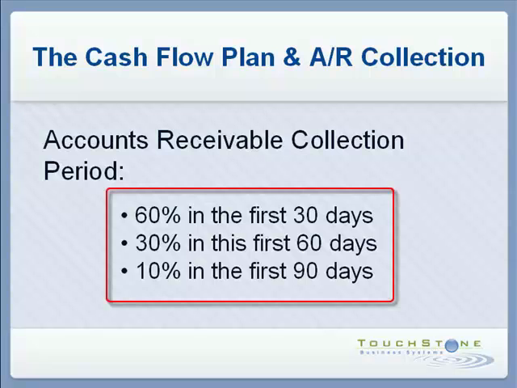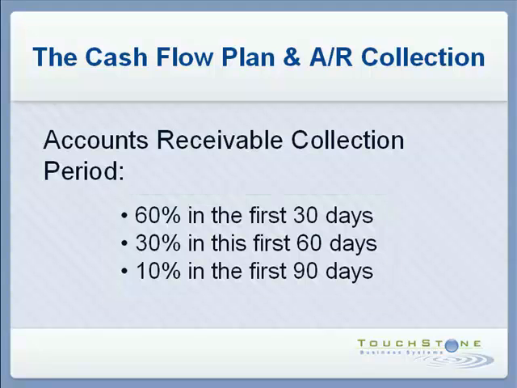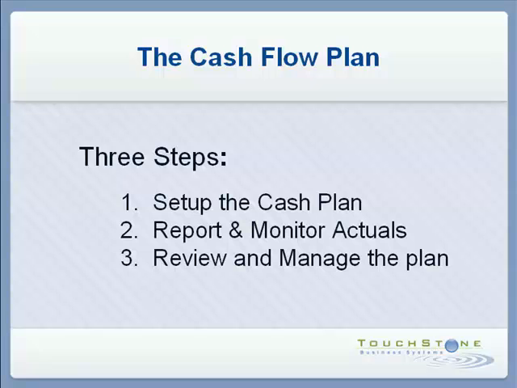A standard for collection times is 60% in the first 30 days, 30% in the first 60 days, and the balance of 10% in the first 90 days. There are 3 steps in the cash planning cycle. Step number 1 is to set up the cash plan. Step number 2 is to report and monitor what actually happened. And step number 3 is to review and manage the plan.